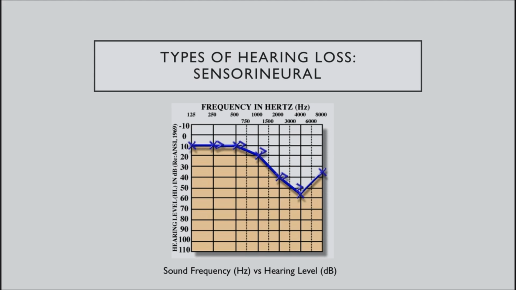Sensorineural hearing loss is hearing loss occurring from cochlear damage or damage to the nerves connecting the inner ear to the brain. People with sensorineural hearing loss may have a difficult time hearing faint sounds. Speaking louder may help these people hear, but the speech may not be clear.